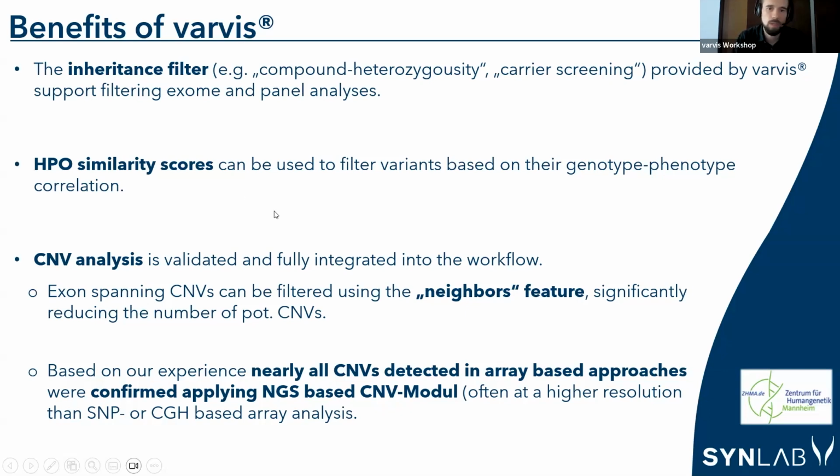The HPO similarity score helps you to find the right genotype-phenotype correlation, and the CNV analysis works really well with the neighbors tool, and also so far we have found all the variants which were previously detected in a SNP array or array-CGH using the CNV model.